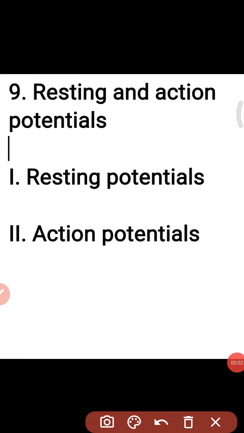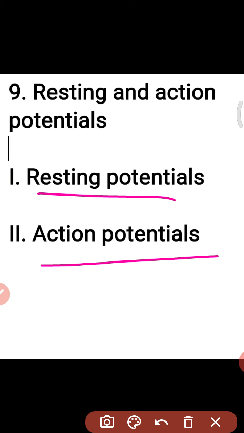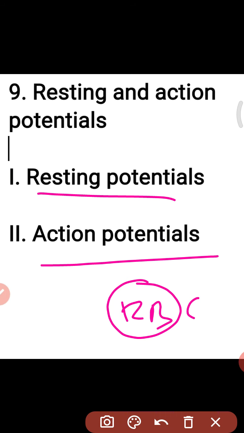Today we will discuss the ninth topic, resting and action potential. So what do we mean by resting and action potentials? Take any kind of cell membrane, for example, a red blood cell, RBC. There is an outside of the cell membrane as well as an inside of the cell membrane.